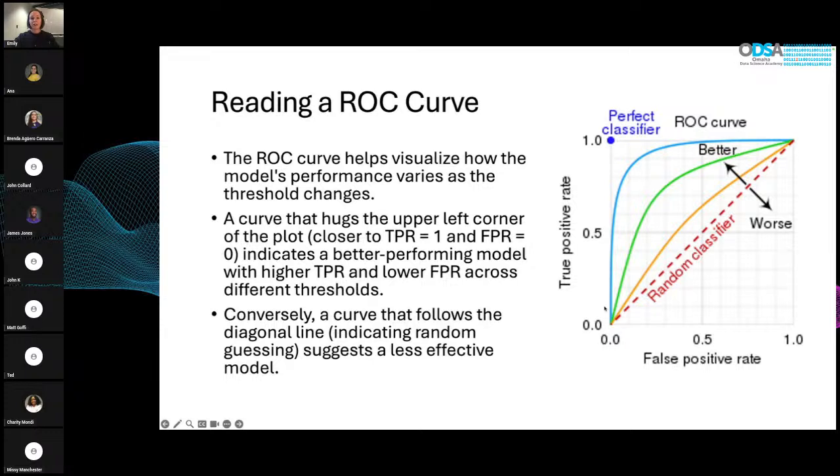If your line looks like this blue one, go buy a lottery ticket because you just made a really good model and you're going to change the world. I never see any of them this good. Usually we're somewhere in between that green line and that blue line. A perfect classifier, which you should be very suspicious of if you make one, would come straight up this line here, and then straight across here. So this helps us visualize the model's performance as the threshold changes.